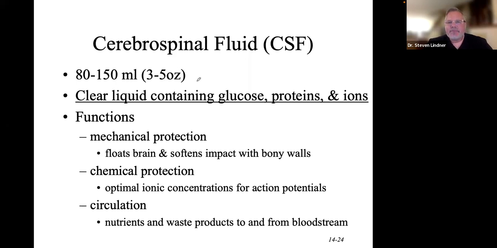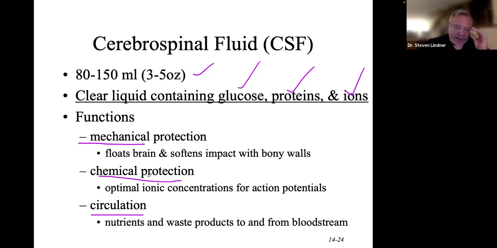So when we look at cerebral spinal fluid, typically in circulation, there's anywhere from 80 to 150 milliliters or 3 to 5 ounces of it in circulation. Now, it's a clear liquid. It contains glucose and it contains proteins and ions. And in terms of function, there is mechanical protection, there's chemical protection, and some circulation function.